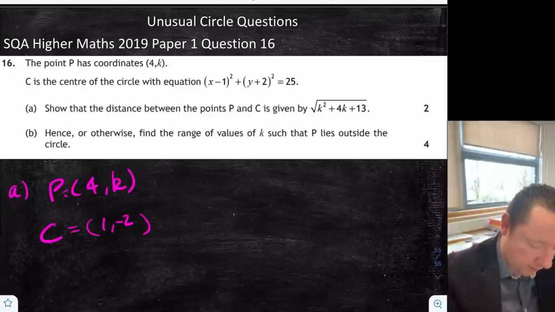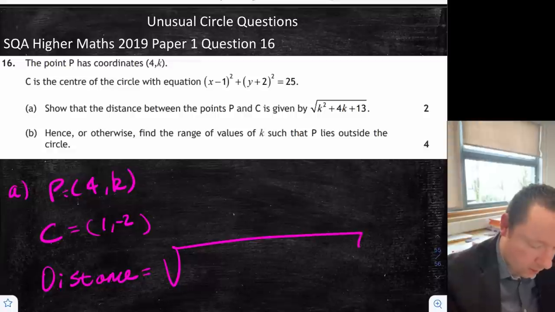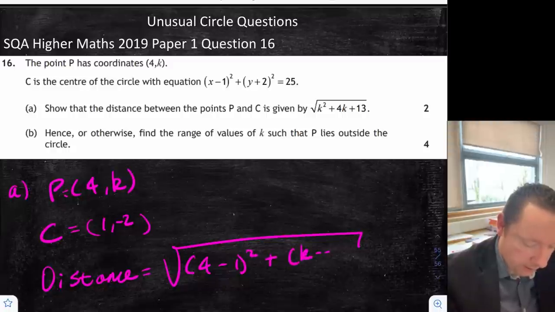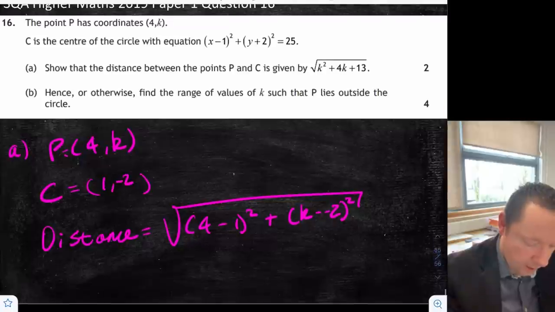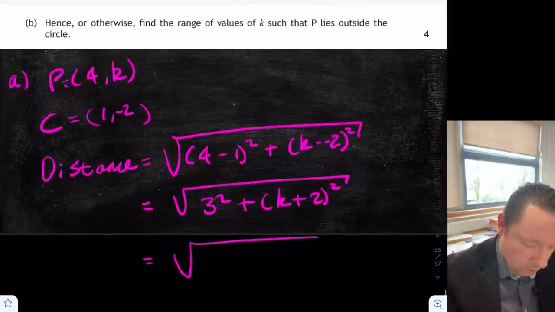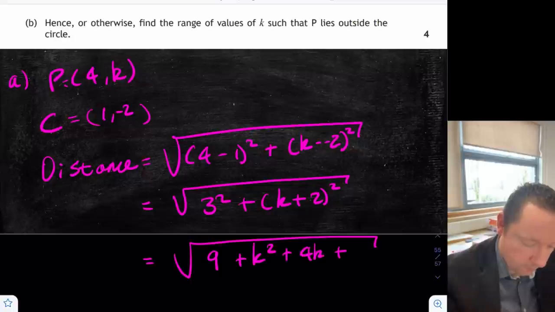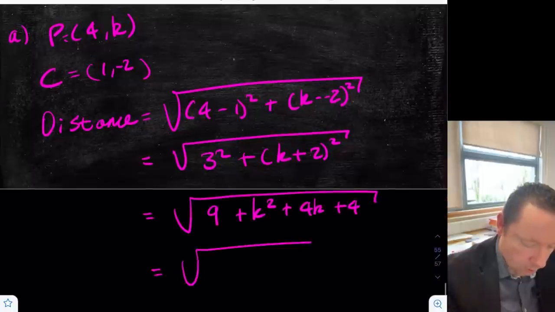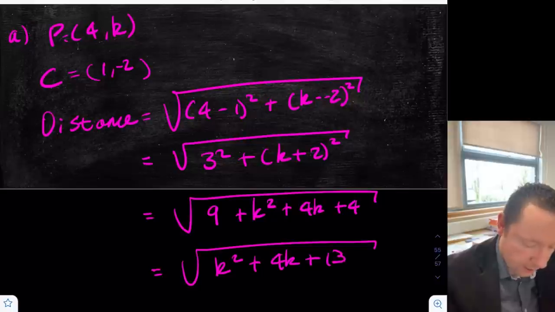So we can work out the distance between them. That is going to be the square root of the difference in the x's, 4 minus 1 squared, plus the difference in the y's, k minus minus 2 squared. Tidying that up, we get the square root of 3 squared plus k plus 2 squared. That equals the square root of 9 plus k squared plus 4k plus 4, which equals the square root of k squared plus 4k plus 13 as required.